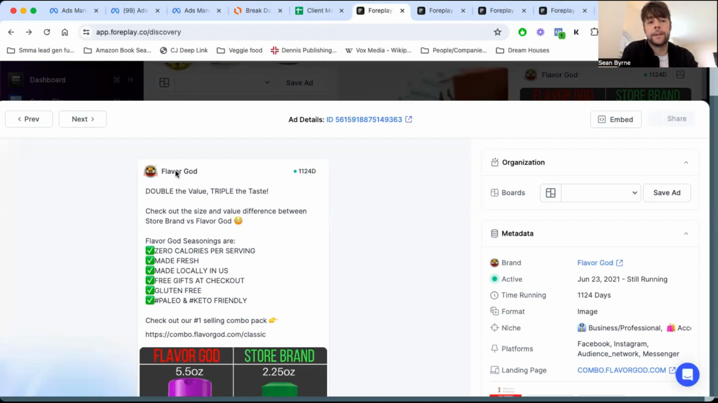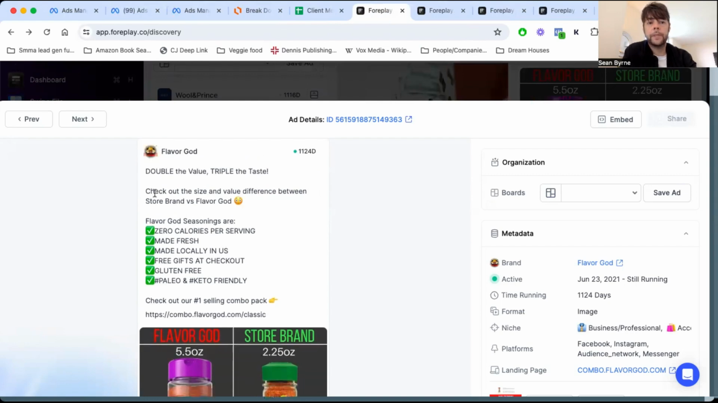Let's take a look at this here, Flavor God, for example. Now, this was running a ridiculous 1,124 days, and according to Foreplay, which is the tool that we use, it's still running, which is incredible. Okay, so that obviously tells you that the money they're spending on this ad seems to be converting for them. Okay, and that's great.